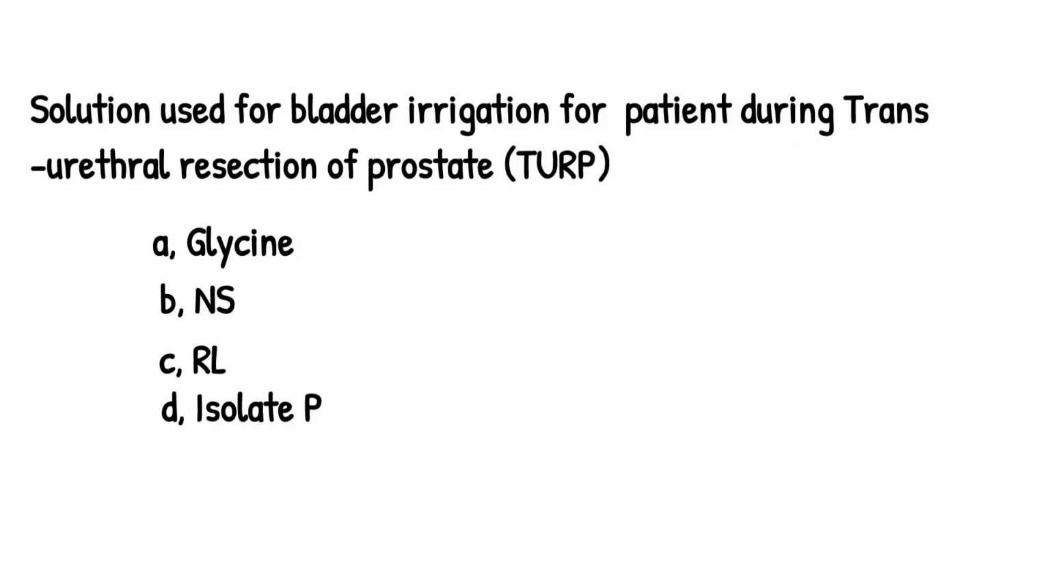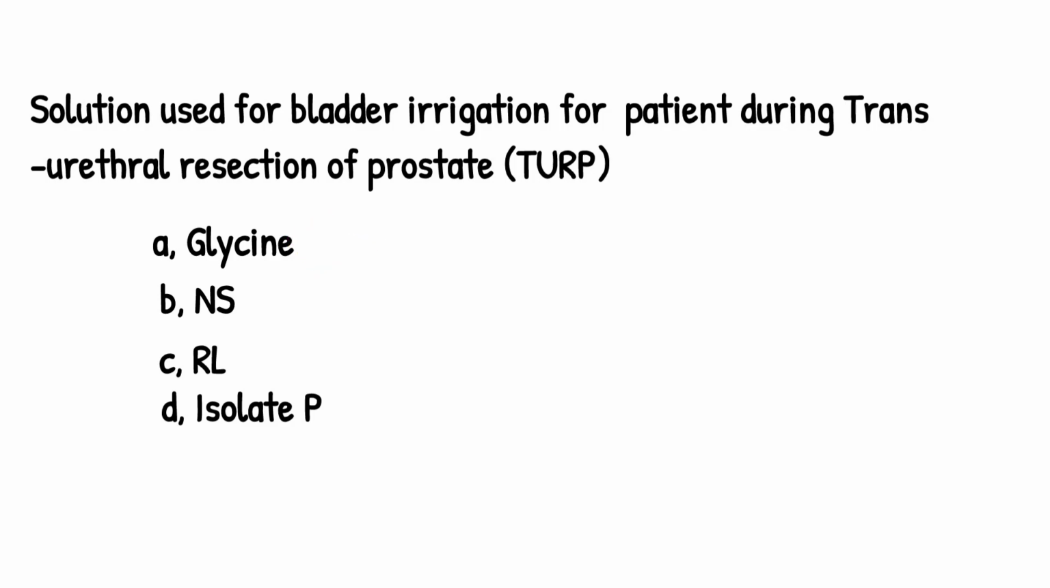Next question. Solution used for bladder irrigation for a patient undergoing transurethral resection of prostate or TURP. Option A glycine, option B NS, option C ringer lactate, option D isolate B. The answer is option A glycine.